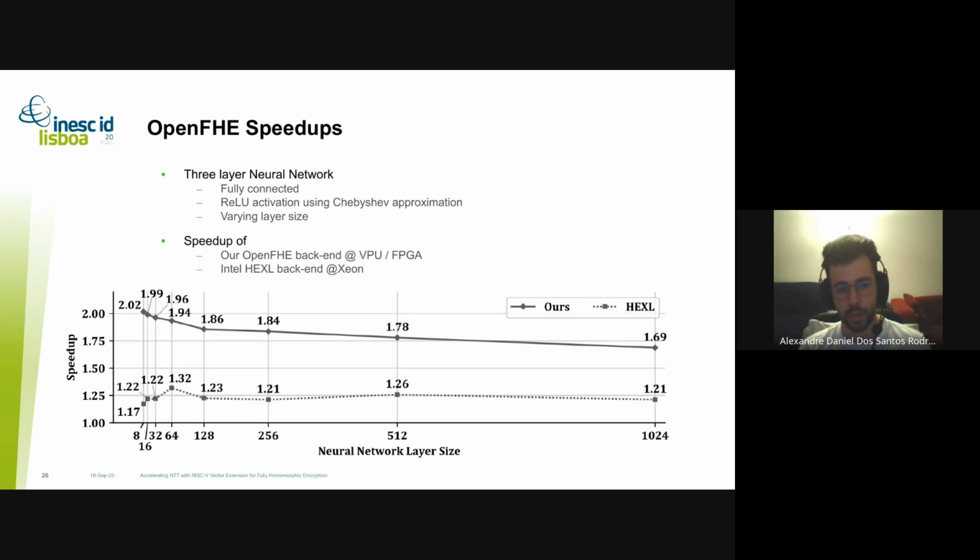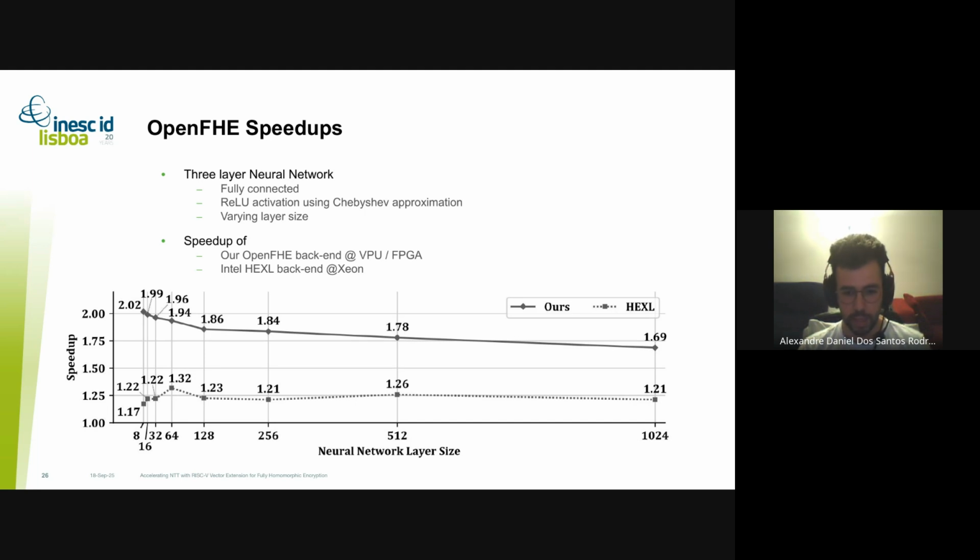And here we compare the speedup of our OpenFHE backends running on the VPU with the Intel Hexel backends running on Xeon, all within OpenFHE, of course. We see that it provides significantly better speedups. We see that it seems to tend downwards, but it plateaus.